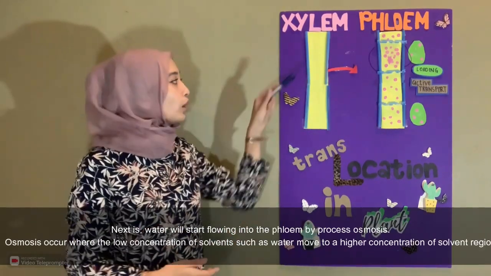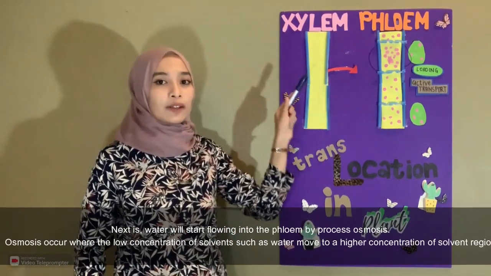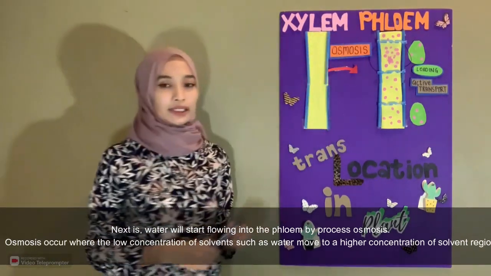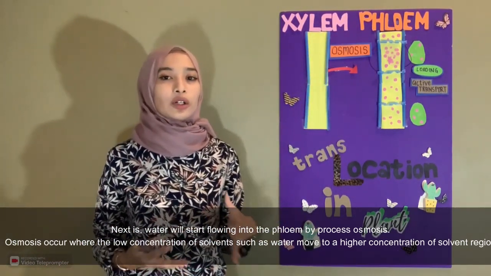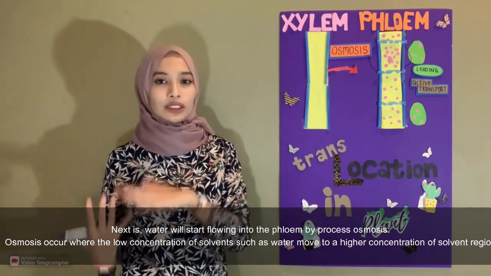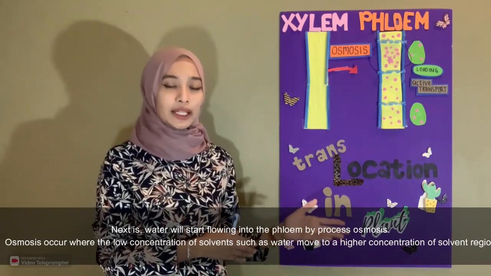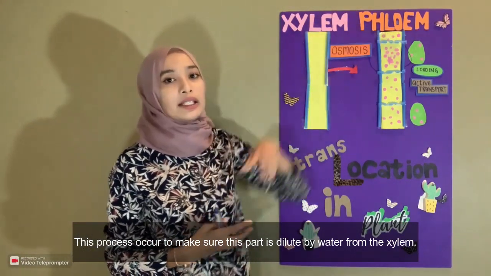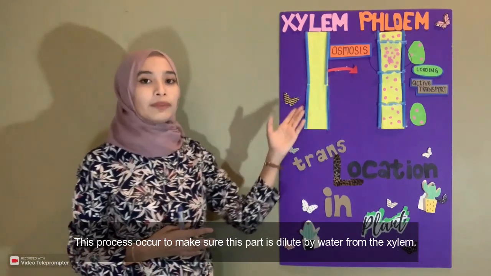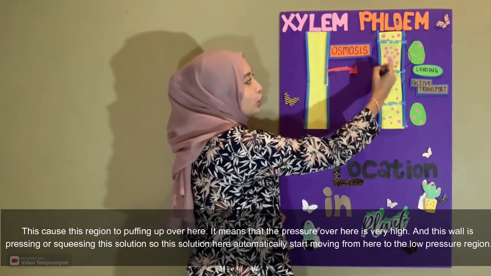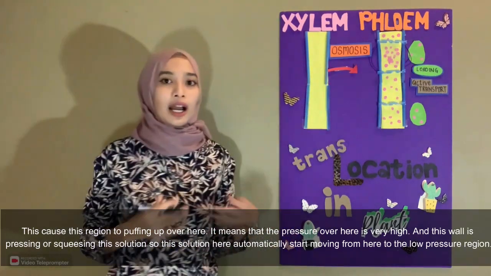Next, water from the xylem starts flowing into the phloem by the process of osmosis. Osmosis occurs where water, a solvent at low solute concentration, moves to a region of higher solute concentration. This process occurs to make sure this part is diluted by water from the xylem. This process causes this region to puff up over here.